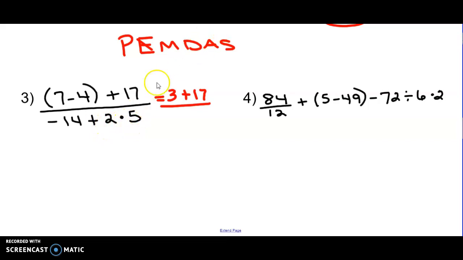So let's go ahead. Again, we're looking at order of operation. So we have addition and multiplication. Remember, this little dot means multiplication. We don't really use the X anymore. So order of operation says we need to do multiplication first. So let's go ahead and simplify this. So we have negative 14 here plus, and then 2 times 5 is 10.